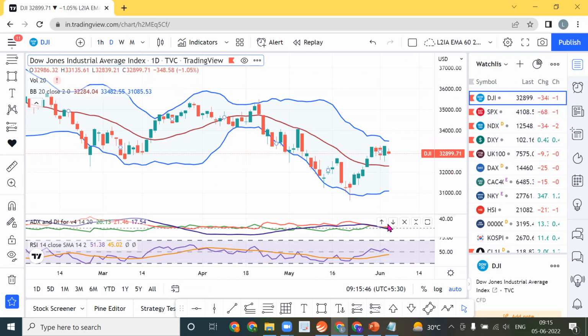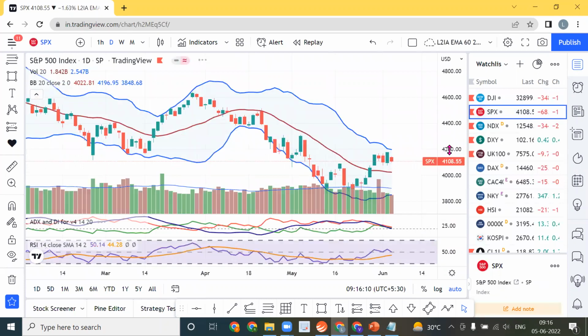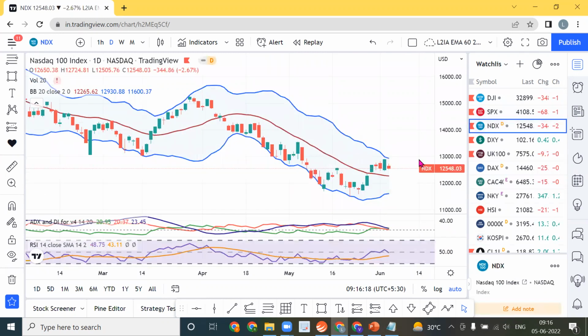Here also in the ADX and the RSI, it is showing positive, just above the 50% level in the RSI and above the 25%, near about there. So Dow Jones is showing a positive sign, but if you see in the last week, out of 5 days, it went down for 3 days. S&P is very similar to Dow Jones. Nasdaq 100, okay, in the last 5 days you can see all the three are showing very similar patterns.